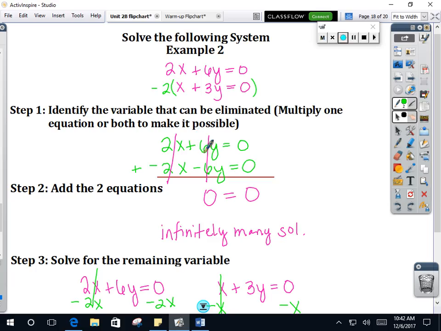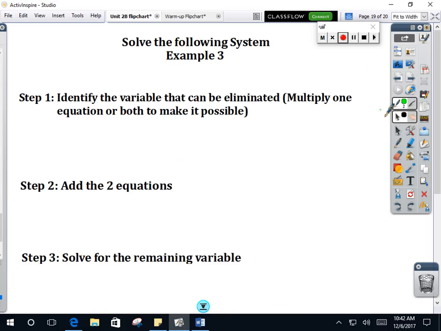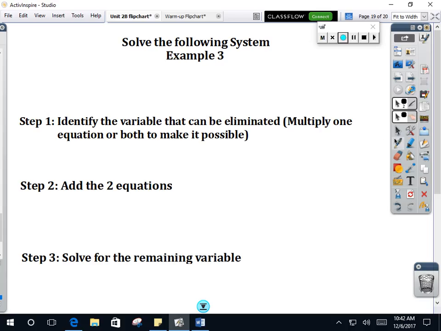Okay, now let's try example 3. All right, example 3 is negative 5x plus 7y equals negative 19. And then the second equation of the system is negative 4x minus 10y equals positive 16.